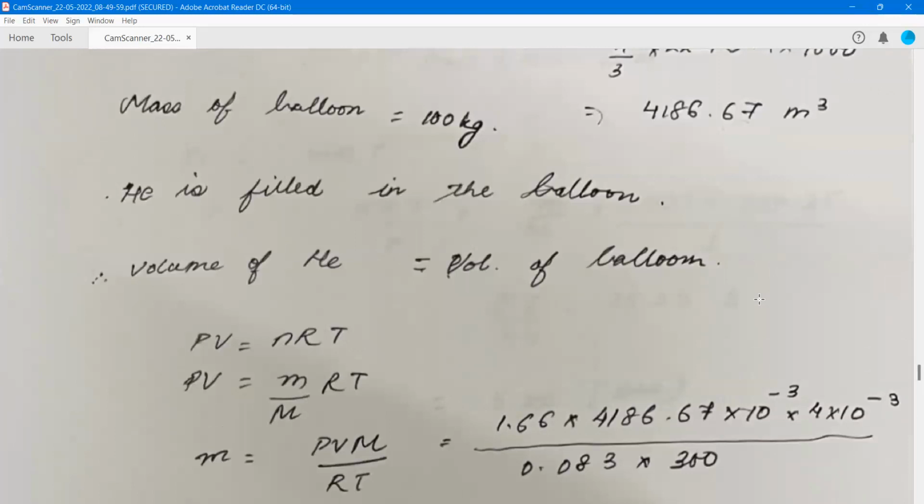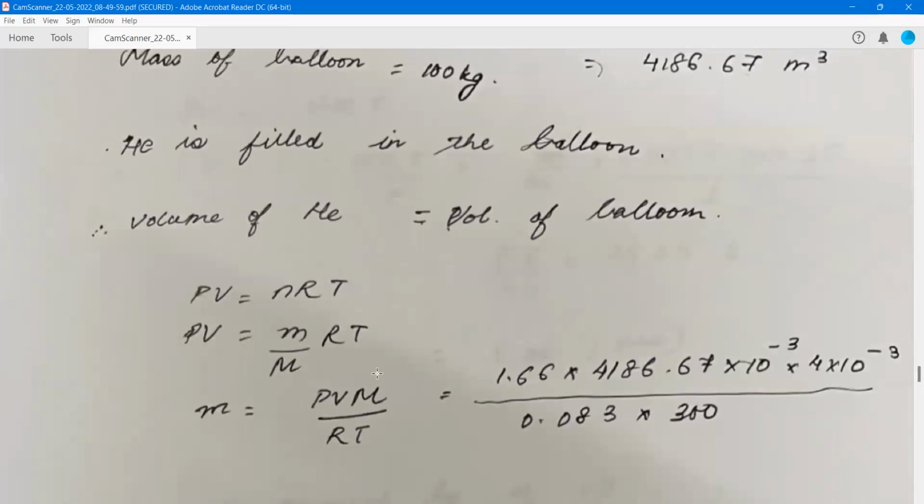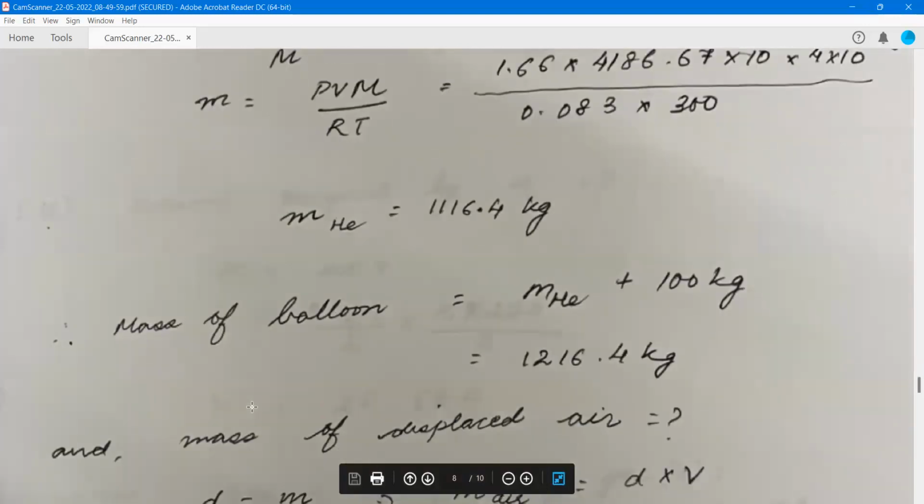Also, here I think it is clear. When you substitute all the values of P, V, M, R and T, you can get the mass of the helium. Now, what is the mass of the balloon when you fill the helium? It is the mass of the empty balloon that was already given as 100 kg plus the mass of the helium that you just calculated. So we got the mass of the total balloon, that is equal to 1216.4 kgs.